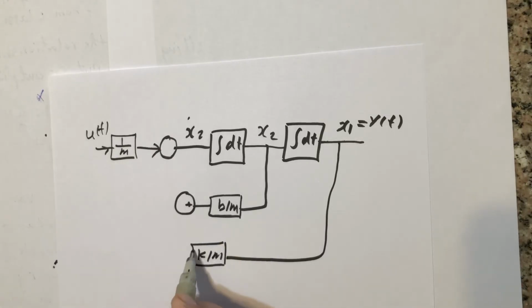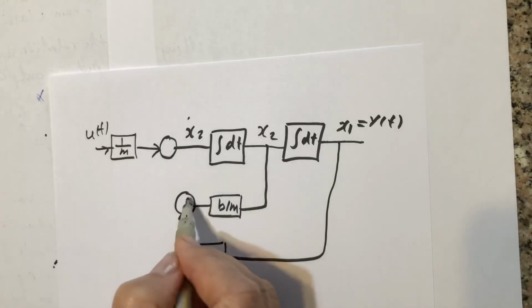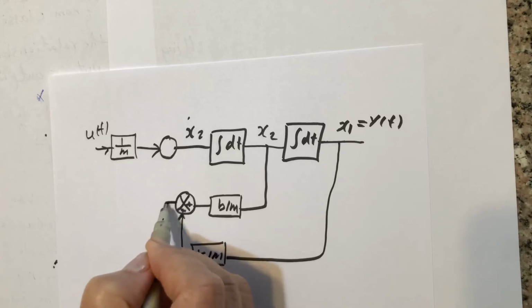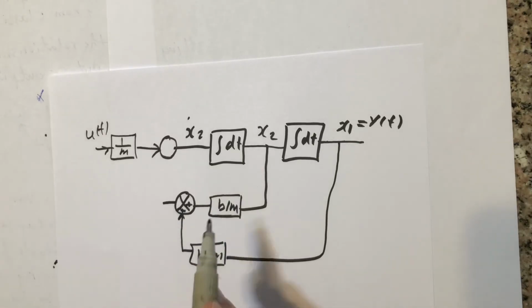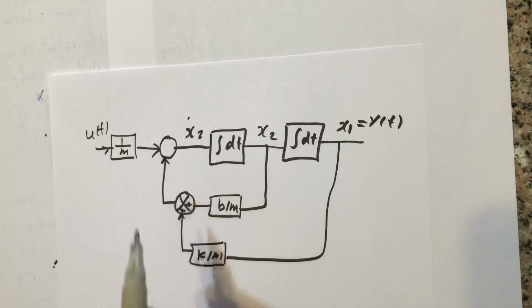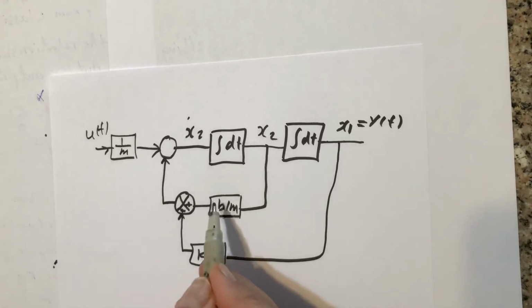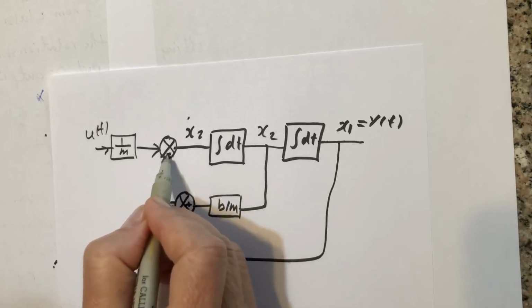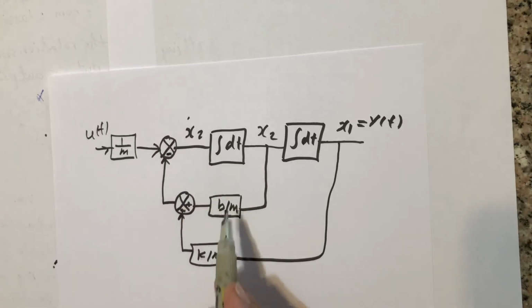Now I sum this to here. This is a summer, of course. And now I go there. Remember, those have a negative sign in the equation. So I sum them here and go here. Here I put a negative sign, because this one and this one both have a negative sign in the original equation.